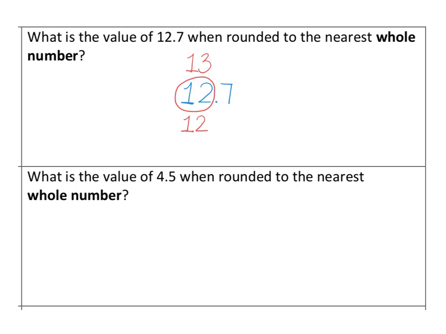So I'm going to look at my list of numbers over here. 5 or above, round up. Anything below that, rounds down. So we're going to look at the 7, the bossy neighbor. The 7 rounds up. So the 7 is going to tell this number, we need to round up. So 12 and 7/10ths becomes 13.